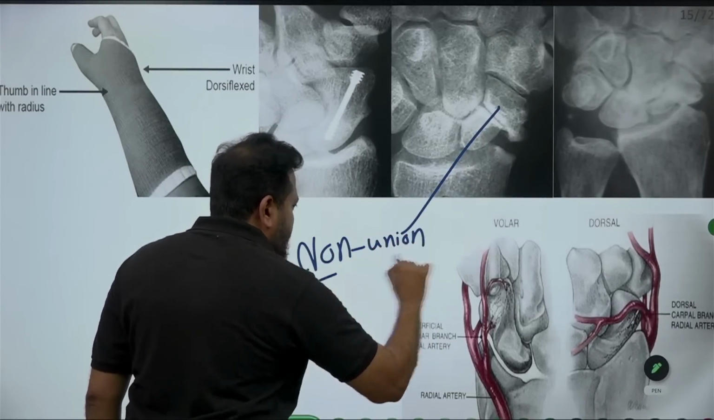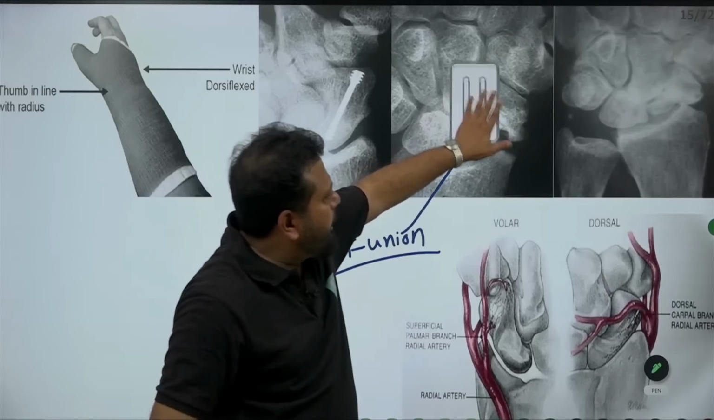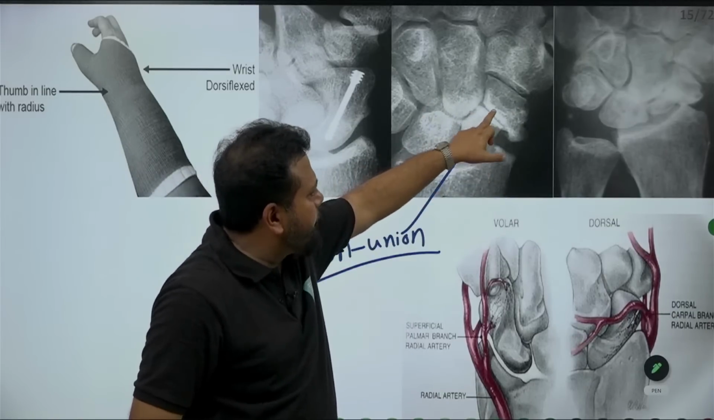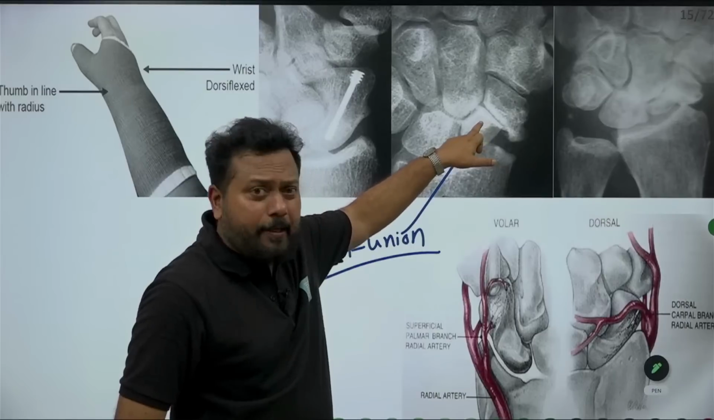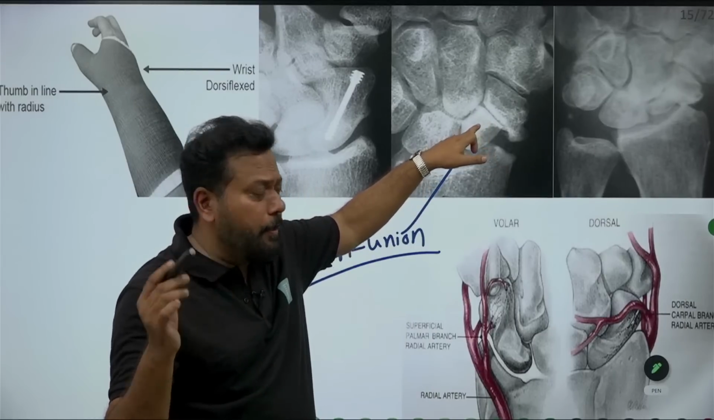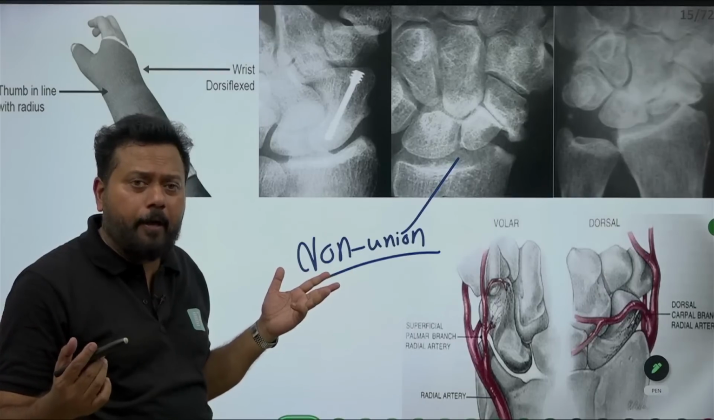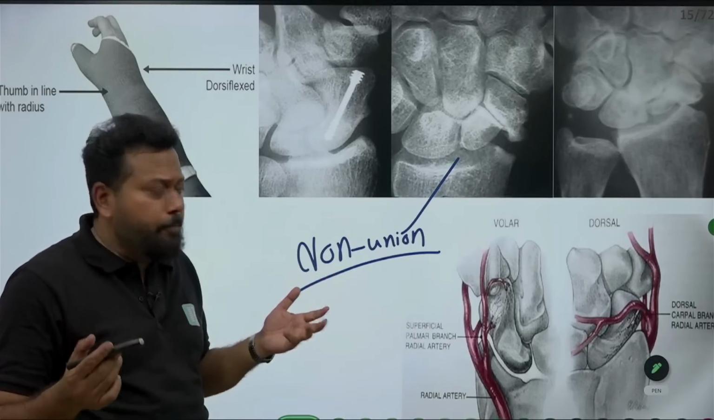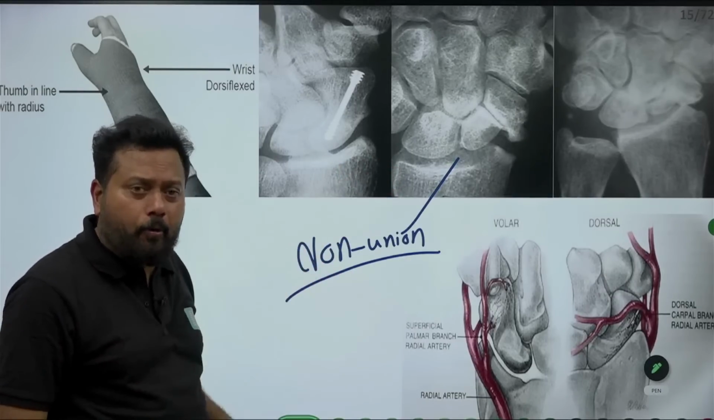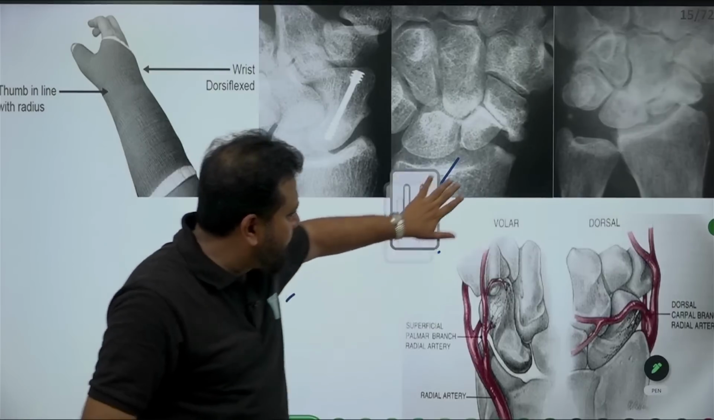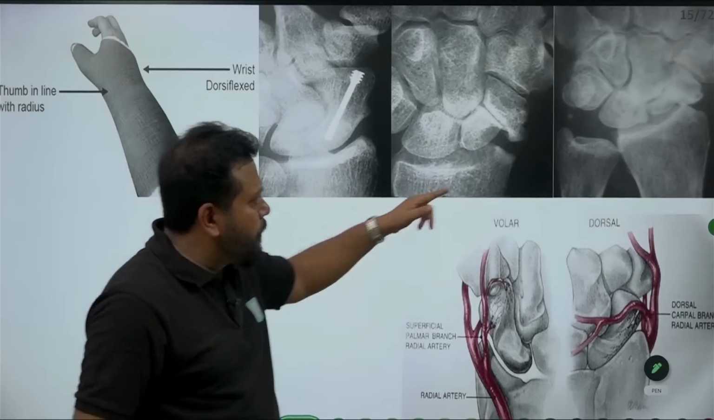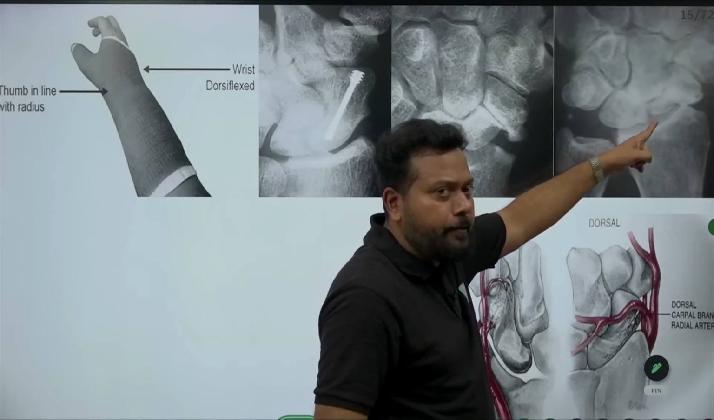How to say it is non-union? I am able to see a gap there, and the edges of the fragments are sclerosed, white in color. So this is non-union scaphoid. If you don't immobilize properly, it will go for non-union, because the blood supply is lost. And look at this last picture.